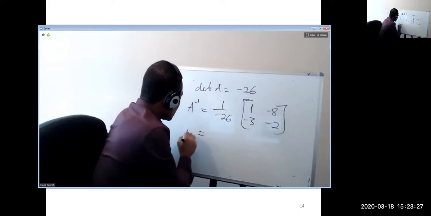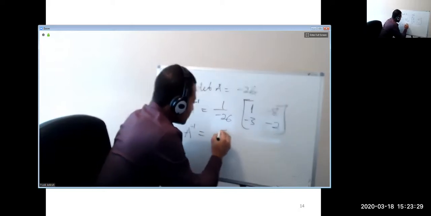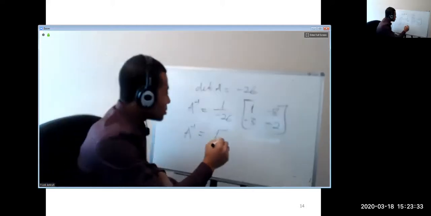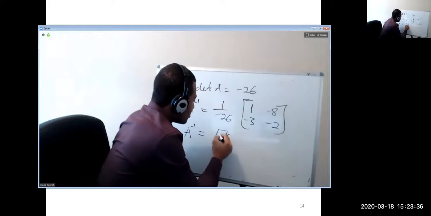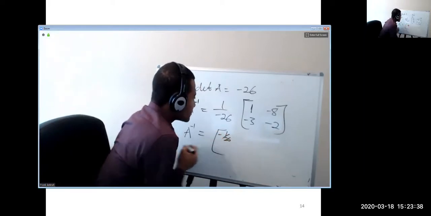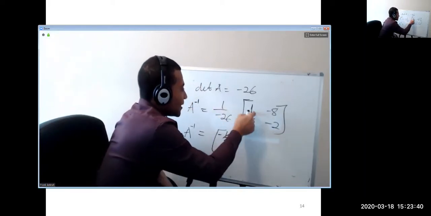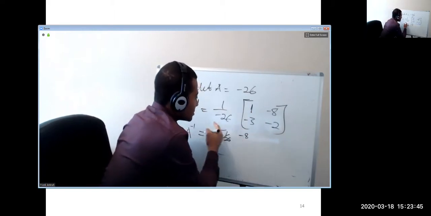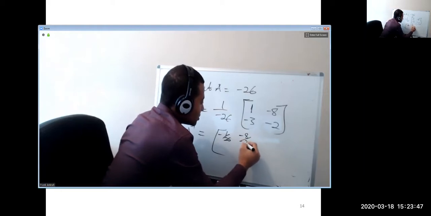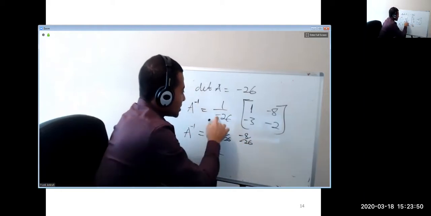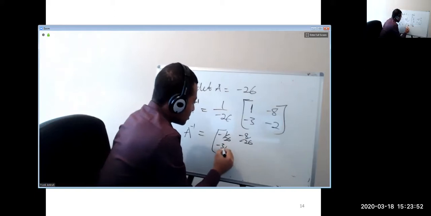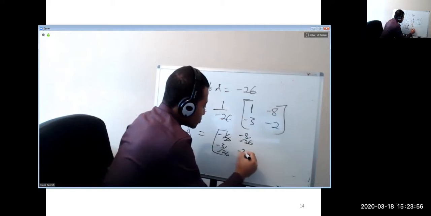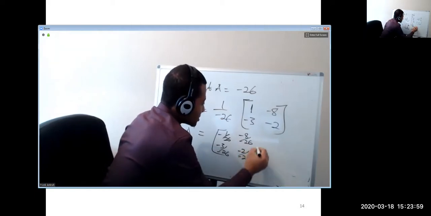So my final A inverse is given by minus 1 over 26, because I'm multiplying this by that. And then this is going to give me minus 8 over minus 26. Now this will give me minus 3 over minus 26. And now the last one is minus 2 over minus 26.